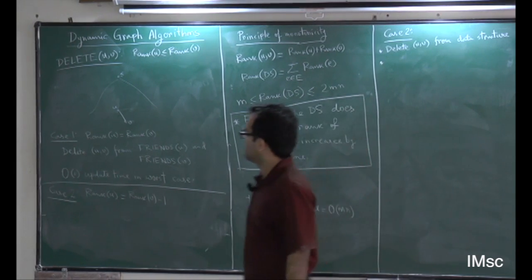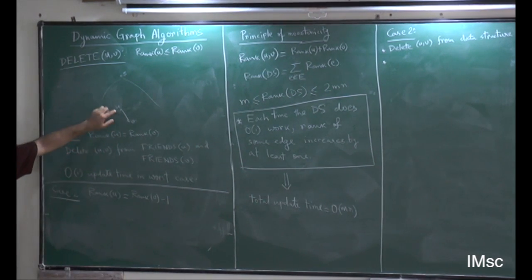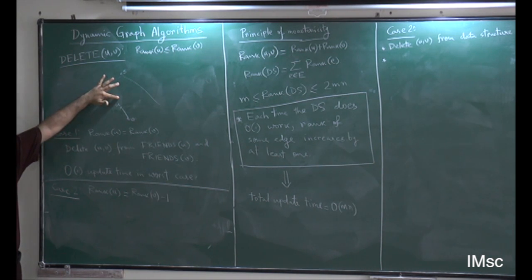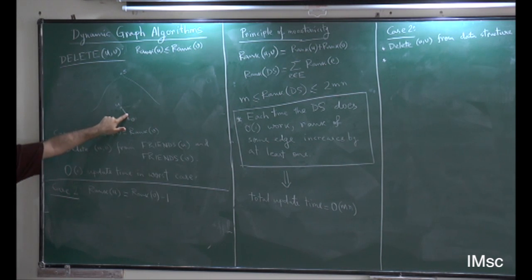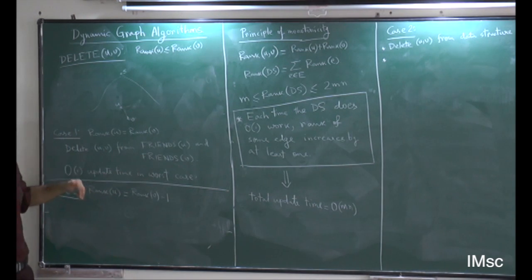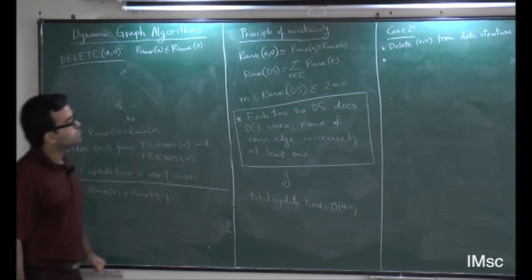Now, do we need to worry about U? No, U's position is secure, right, because U was connected to somebody else at a lower level already. But we need to take care of V, because it might be that V had only one parent and now this edge is deleted, and then V's level will increase, V's rank will increase. It's increased, right? Okay.